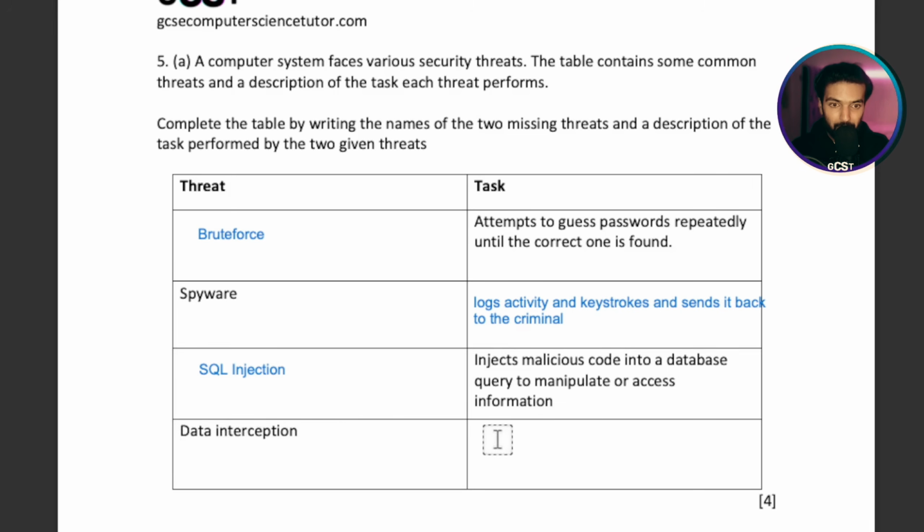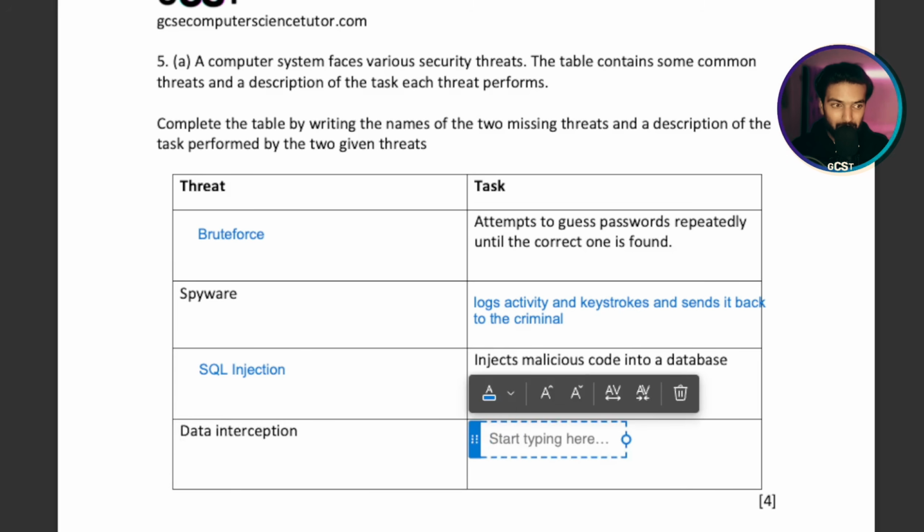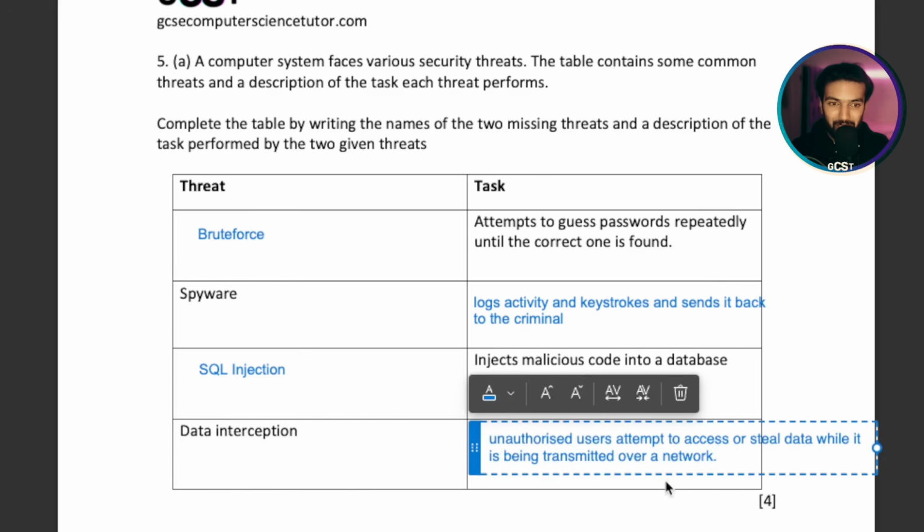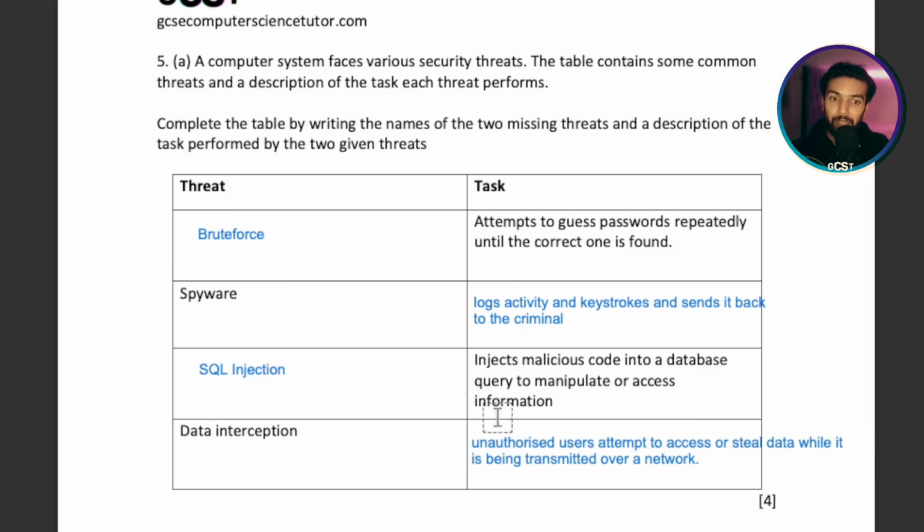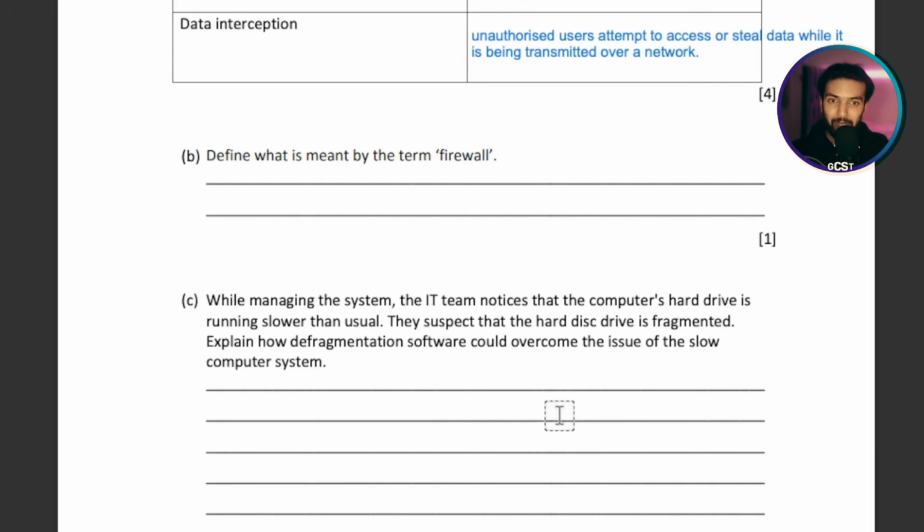Data interception, as the name suggests, is when someone steals the data being transmitted. So unauthorized users attempt to access or steal data while it's being transmitted. A way to prevent this would be to encrypt your data. That's why we use encryption.